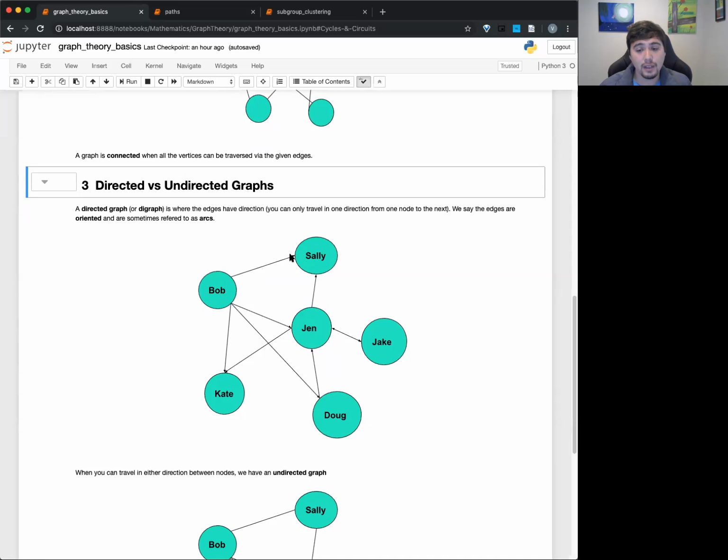So you can see this little arrow here, and these are from the curriculum, right? For example, if we have Bob to Sally, Bob can only move to Sally in this direction, but Sally cannot move to Bob. So you can see that basically it's a one-way road. Note that we also say these edges are oriented. Sometimes these edges are referred to as arcs when they have a direction. A lot of times I still hear people use just edges, and they understand that these edges just have direction.